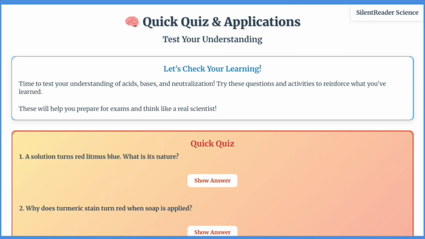Let's test your understanding with some quick questions. If a solution turns red litmus blue, what is its nature? Basic, because only basic substances cause this color change. Why does turmeric stain turn red when soap is applied? Because soap is basic and turmeric turns red in basic solutions.